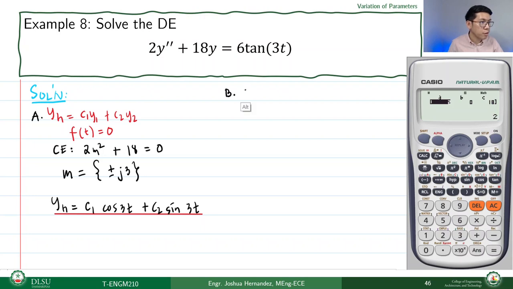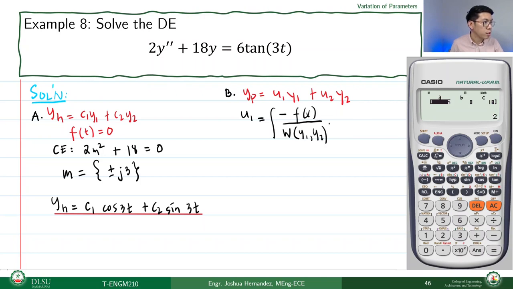Now, next is our particular solution, yp, which is u sub 1 y sub 1 plus u sub 2 y sub 2. And we know that u sub 1 is equal to the integral of negative f of x all over the Wronskian of y sub 1, y sub 2, multiplied by y sub 2. And u sub 2 can be computed as the integral of f of x all over the Wronskian of y sub 1 and y sub 2 multiplied by y sub 1. Okay?